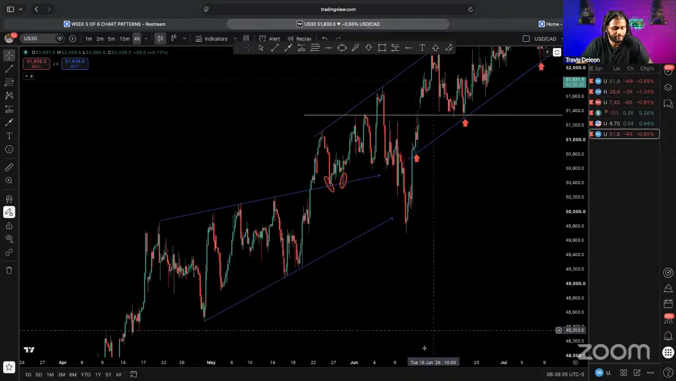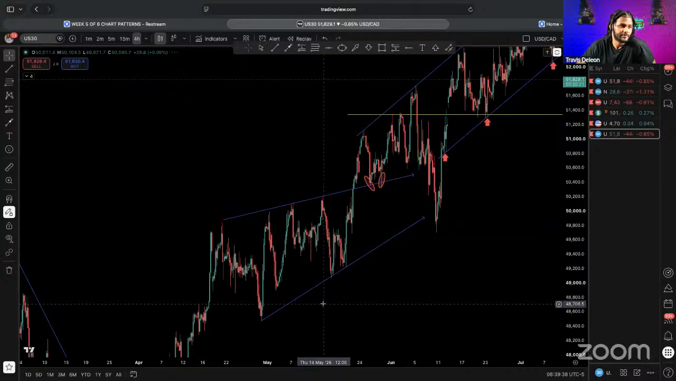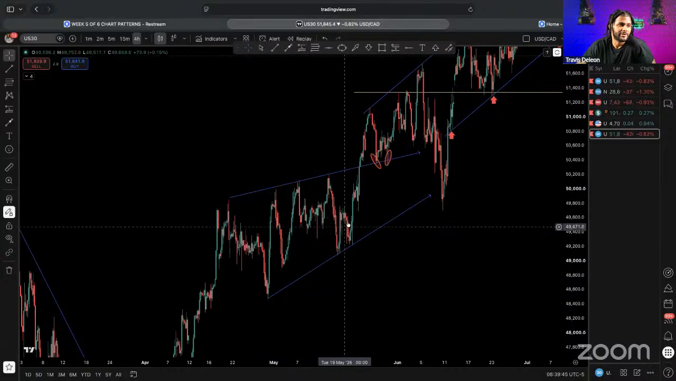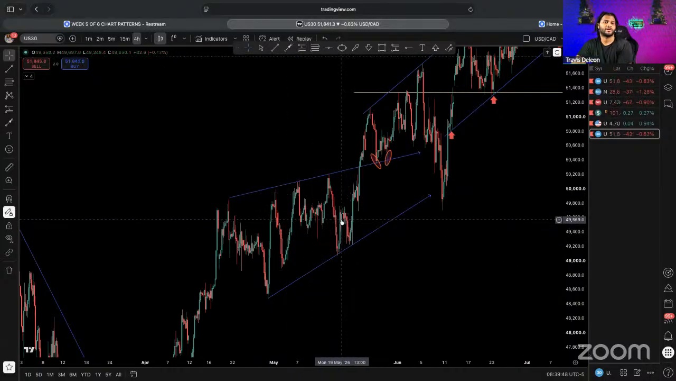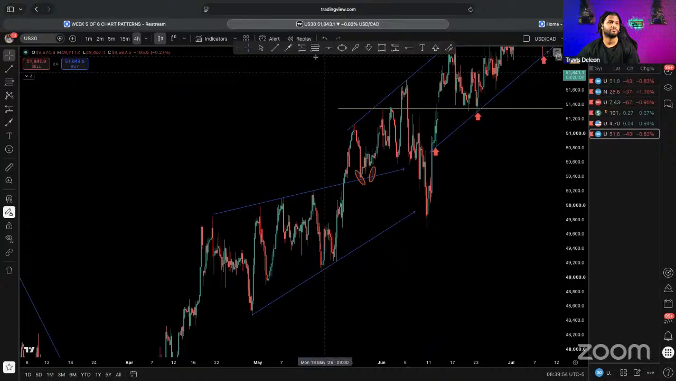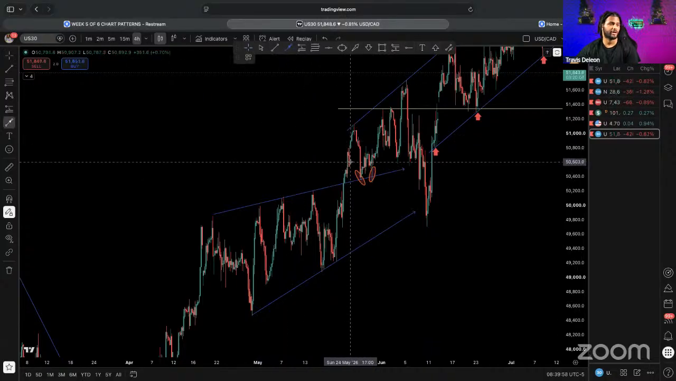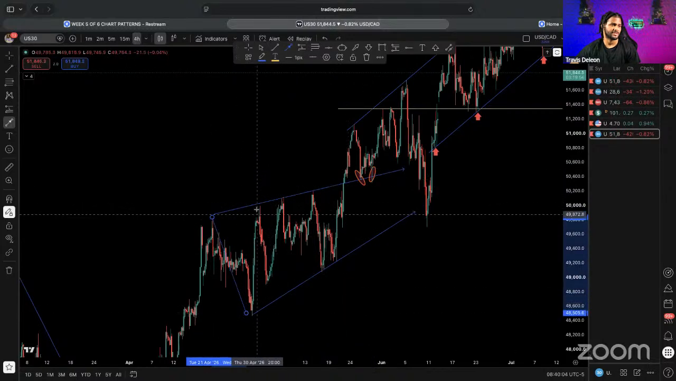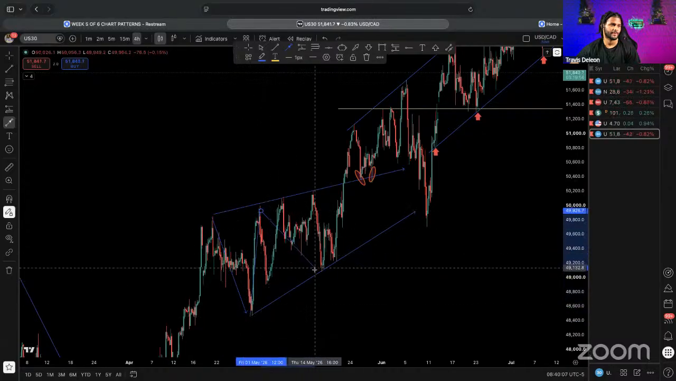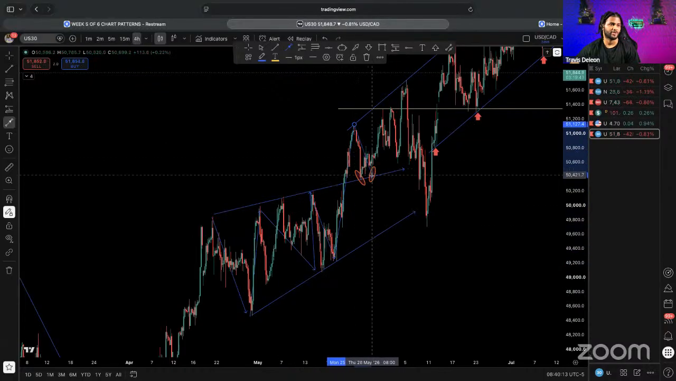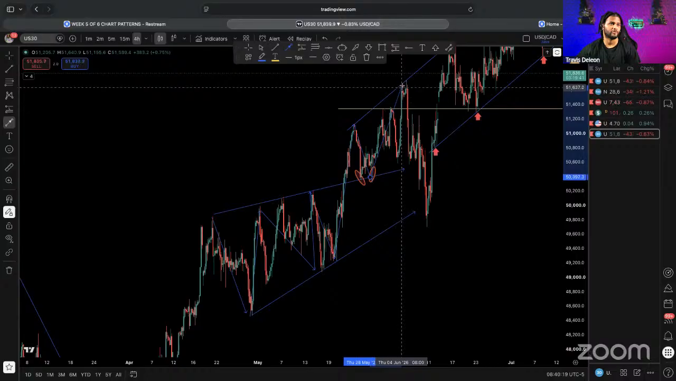So the first one we're looking at right here, price was moving up in this triangular pattern. This is what you call an ascending triangle. Price is moving up on an uptrend, so it's more likely to break out to the upside. So what did price do? Price was in a triangle, then broke out, and came back right here and retested that triangle perfectly before going higher.